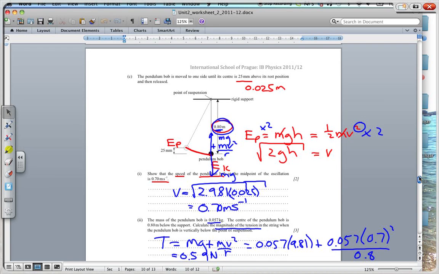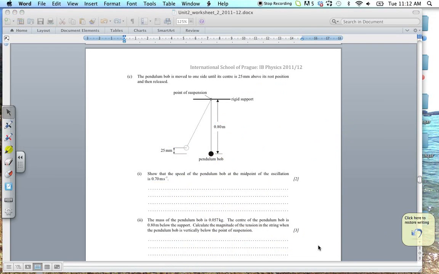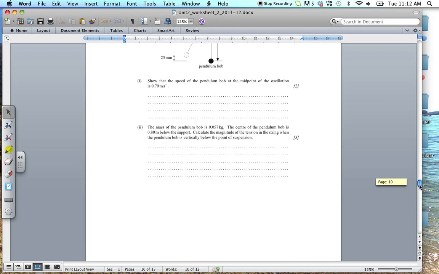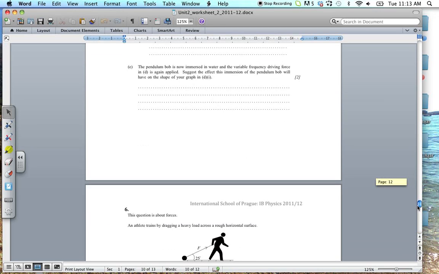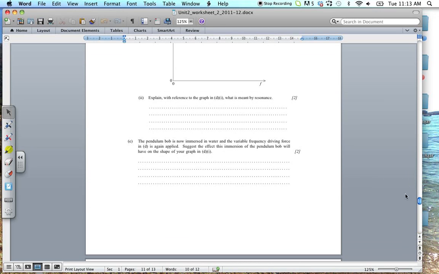Now the rest of the question I'm actually not going to answer at the moment. I will include it in your worksheet for Unit 4, because it's all to do with that section. So we'll leave that one till later.